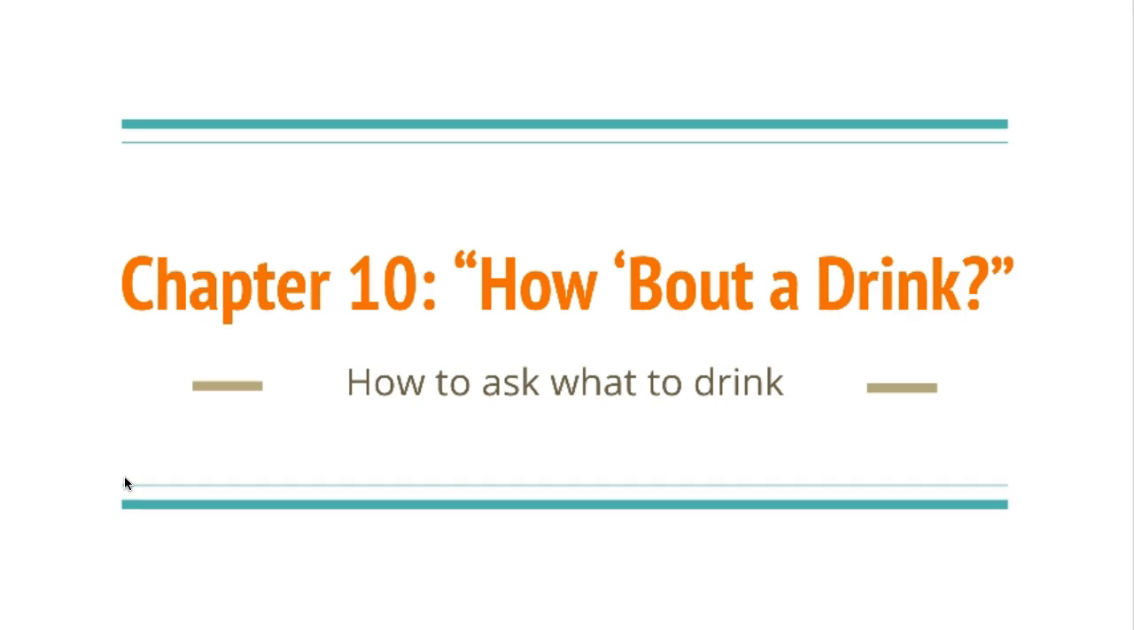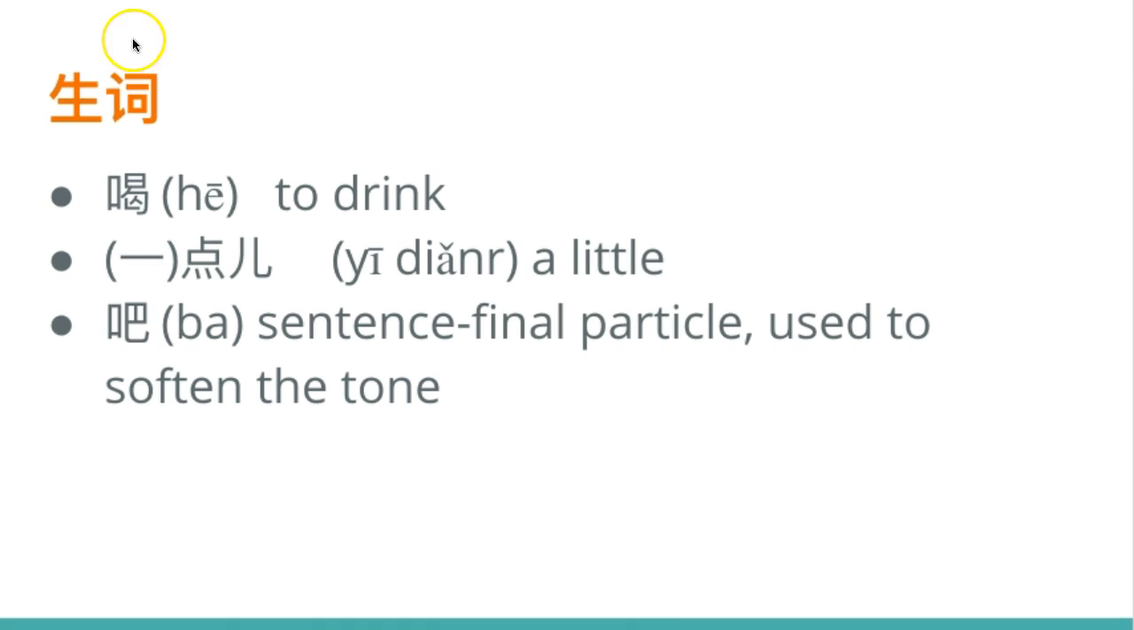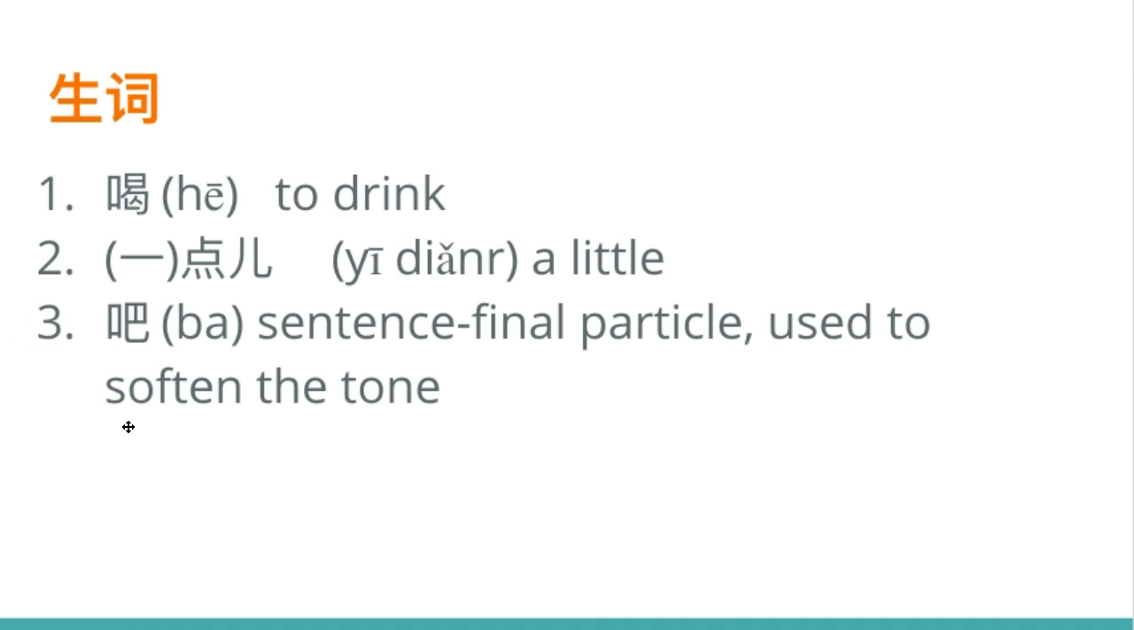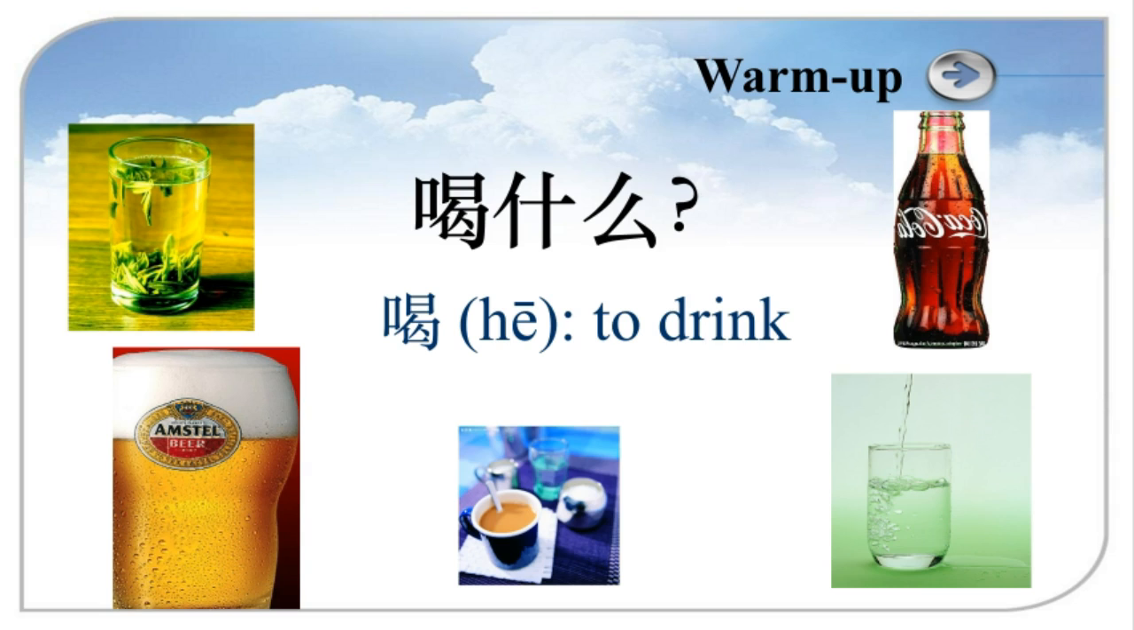在第10课 in Chapter 10, we're going to talk about how to ask for a drink. 我们的生词 our vocab words 一喝二一点儿三八. So 喝 is a verb meaning to drink.